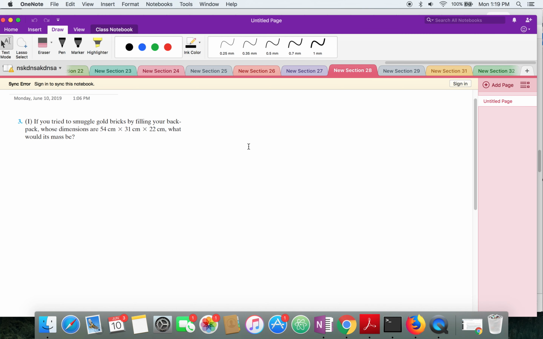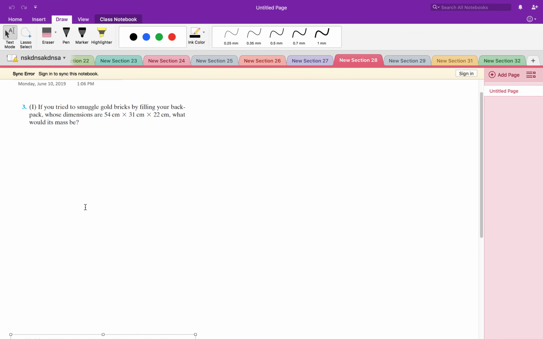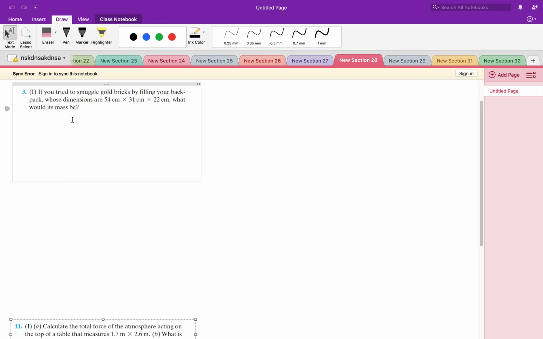So actually, this is the wrong one. I'm going to start here, number 3. So we're going to start easy and obviously make them a little more difficult as we go on. So we're going to do 2 of them here. They're level 1 difficulty, so not too bad.